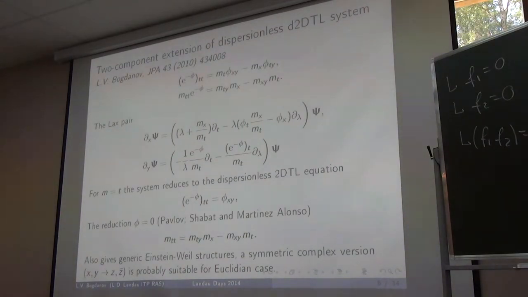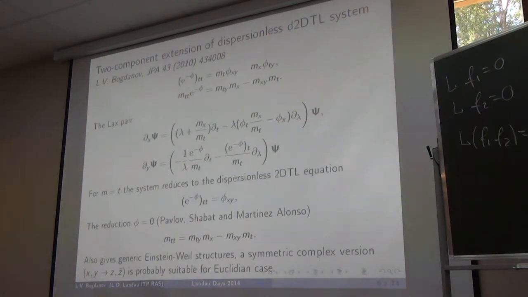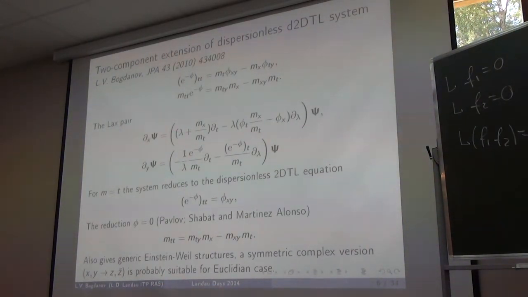In that work of Dunajski, Ferapontov, and Kruglikov, it was demonstrated that this also gives generic Einstein-Weyl structures, and it's not very amazing because in some sense they belong to the same hierarchy with the Manakov-Santini system. But there can be a hypothesis here that a symmetric complex version of this system is suitable for Einstein-Weyl structures in the Euclidean case, because what was proved for Manakov-Santini systems was proved for Lorentzian signature.